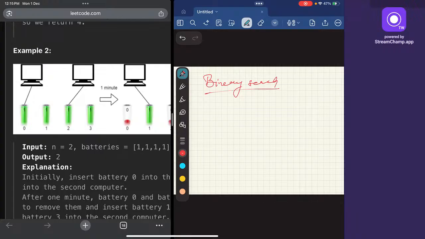Okay, we have n computers and n plus k batteries in surplus. These are the batteries. We will take the minimum k batteries out, so we have n max batteries. We will give all these batteries to each computer, and we will answer a question.